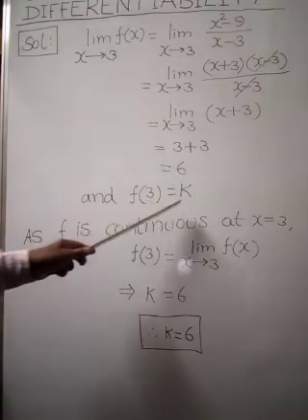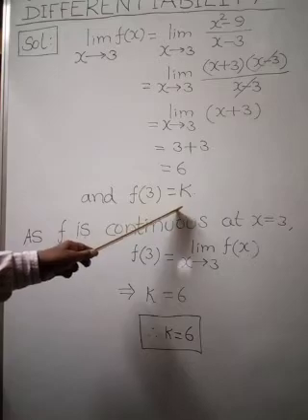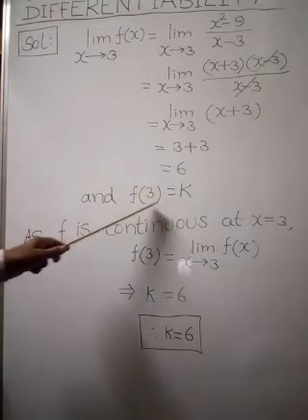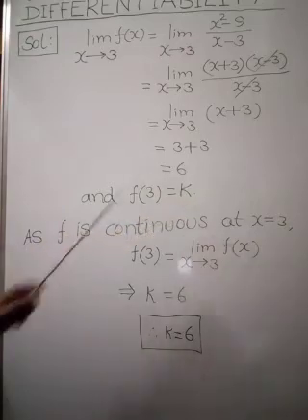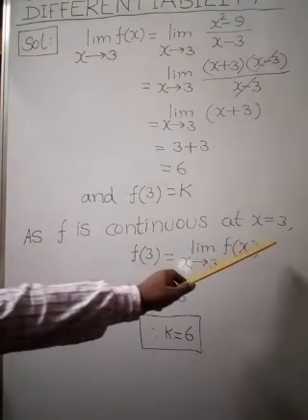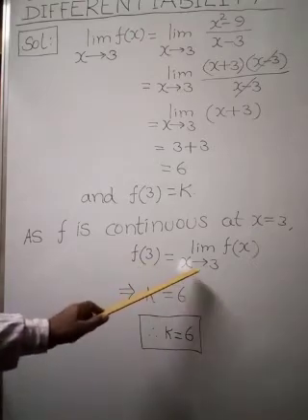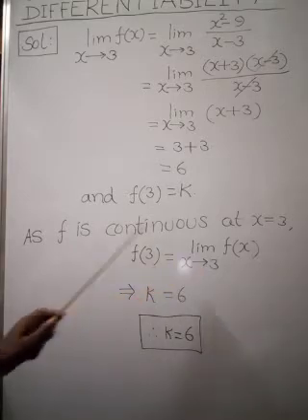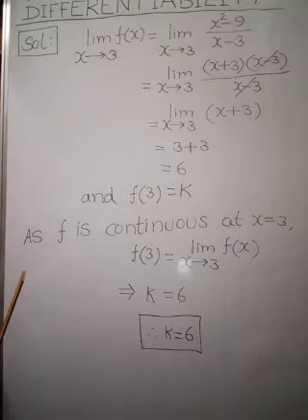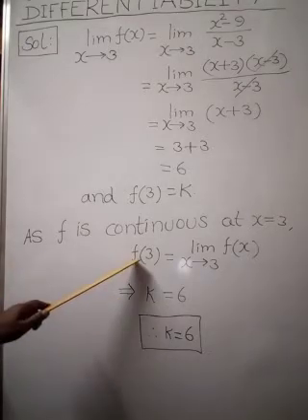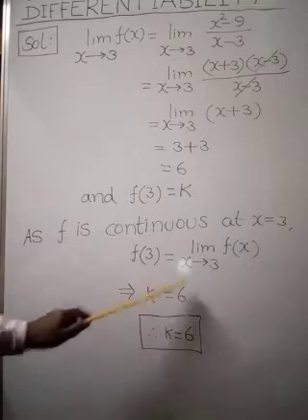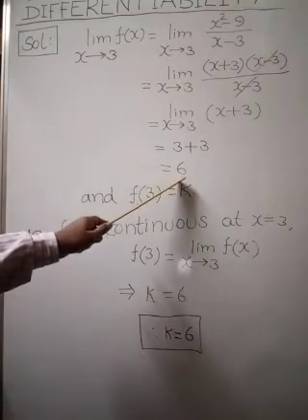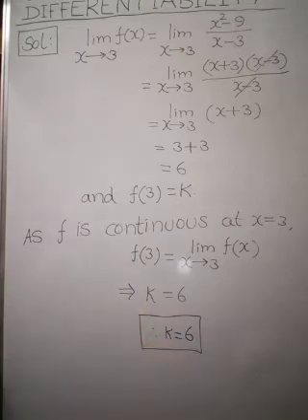And f of 3 is given as k. Read the question carefully, my dear children. You get this one. f of 3 is equal to k. As f is continuous at x is equal to 3, the limit of the function at x is equal to 3 and the function value at x is equal to 3 both are equal according to the definition of continuity of a function. This implies f of 3 is equal to k is equal to, what is the limit of this function at x is equal to 3? 6. Therefore k is equal to 6. We got here the value of k. Understood, my dear children? Right.